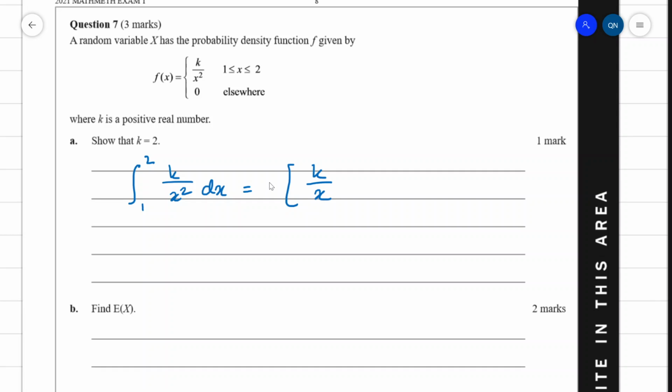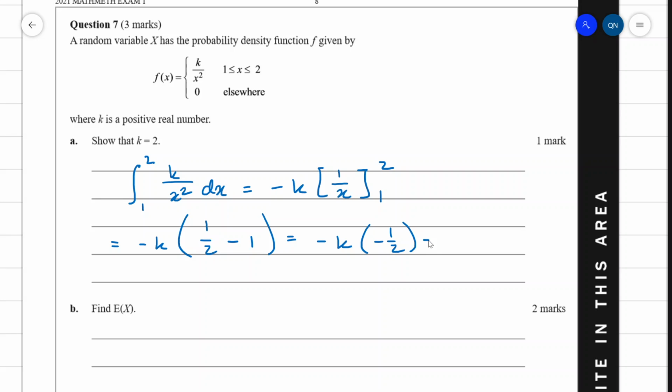So this is x, and we have a negative, and we might as well bring out that k as well. So negative k times 1 over x, and we're going from 1 to 2. Okay, so this is equal to negative k. Let's plug numbers in everywhere. So we have 1/2, then minus 1. A half minus 1 is negative a half, so minus k times negative a half. That's just going to be 1/2 k. And we really want this to be equal to 1. So therefore k is equal to 2.